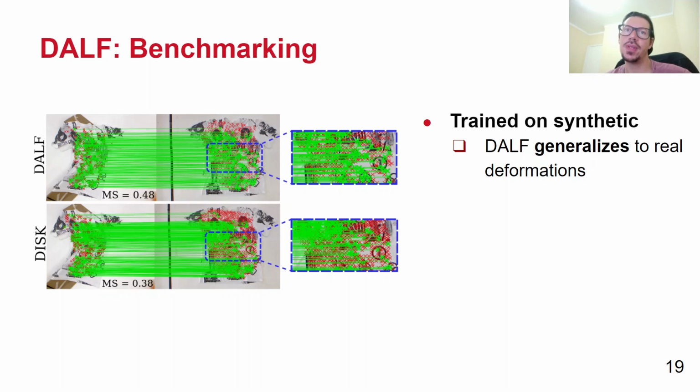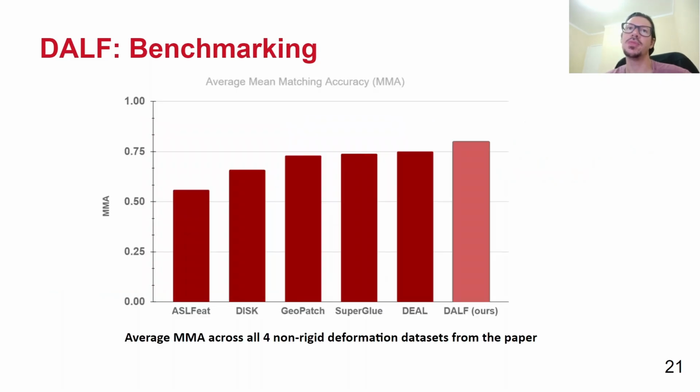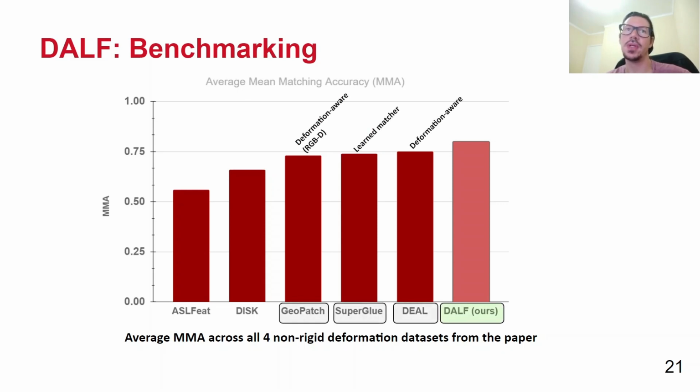In this example, we show in detail the matches and mismatches of DISK and DOLF for an image pair with deformations. Even though DISK was trained on MegaDepth, which is a diverse collection of 3D reconstructed scenes, it struggles to produce matches in some regions where the surface is deforming. In contrast, our method produces more correct matches, especially on deforming regions. DOLF is able to deliver state-of-the-art results in mean matching accuracy compared to both deformation-aware descriptors and even learned matchers such as SuperGlue.